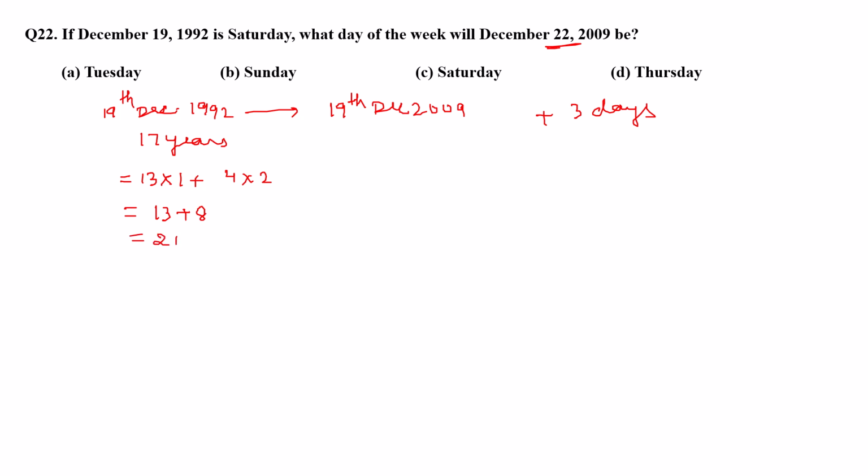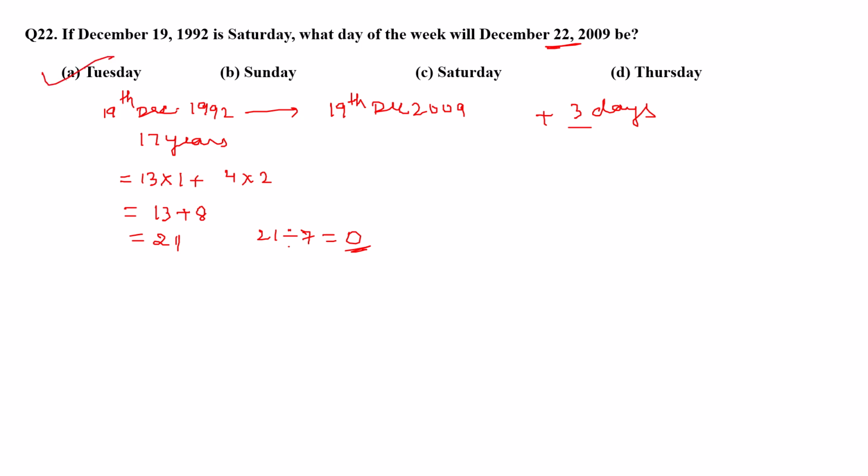Now 21 days means let's find how many odd days. When you divide 21 by 7, you will get 0 odd days, isn't it? Now if it is 0 odd days and you have to take 3 days extra, so it has 0 odd days and then 3 days extra. So from Saturday you move 3 days afterwards, so where will you reach? Saturday, Sunday, Monday, Tuesday. So the answer will be Tuesday.